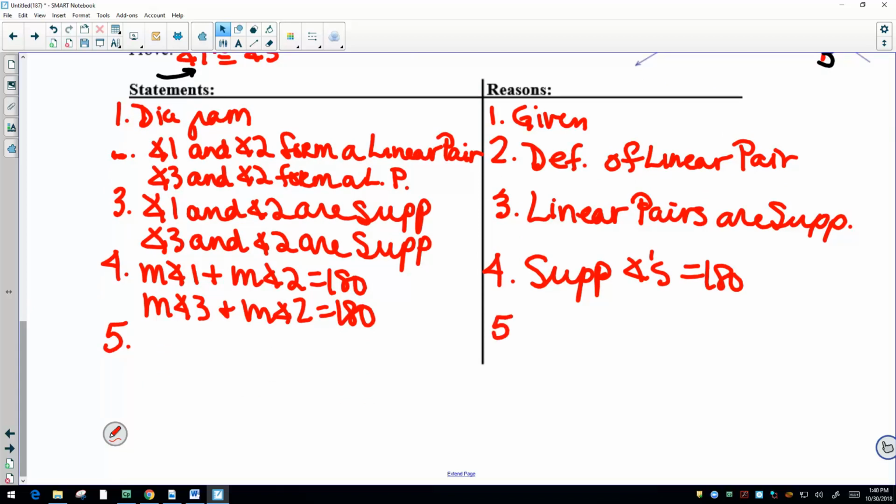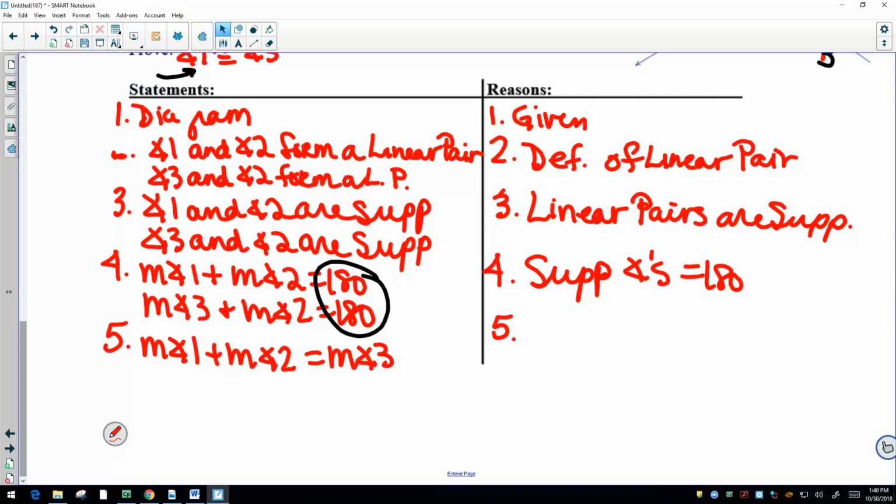Now, back up here, similar to the proof that we did before, I can see they're both equal to 180. And this is one of those cases where I would say, if they're equal, set them equal. So I'm going to take the two equations, and I'm going to set them equal to each other. And that, again, if they're equal, set them equal, that's a substitution.